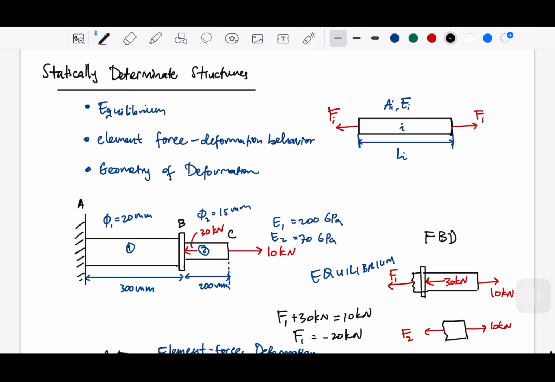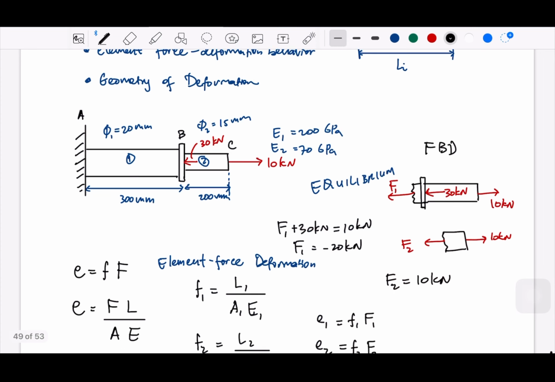First is, of course, the equilibrium. The equilibrium, how you get the force. And then the element force deformation, which is this FLAE, flag. And then you can also rewrite the L over AE with this F. If you connect to the spring, if you remember the physics, the Hooke's law, the same Hooke's law we have here.